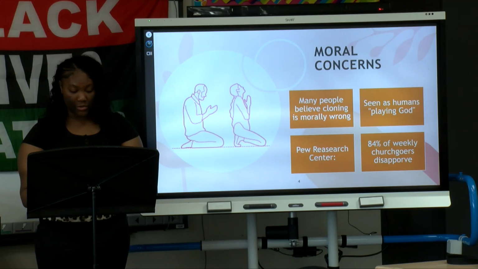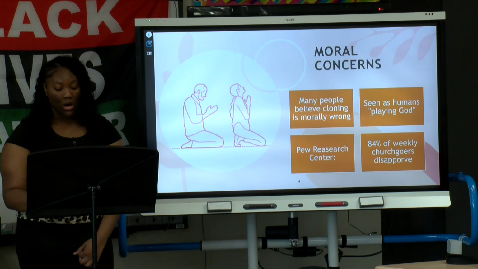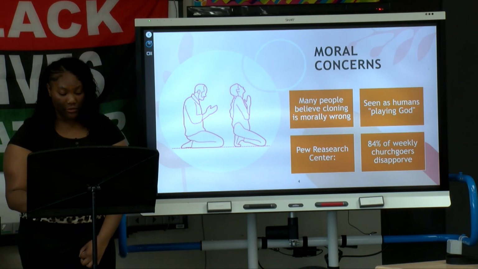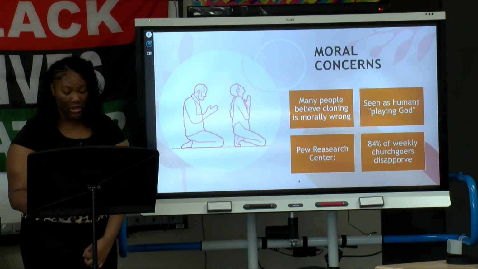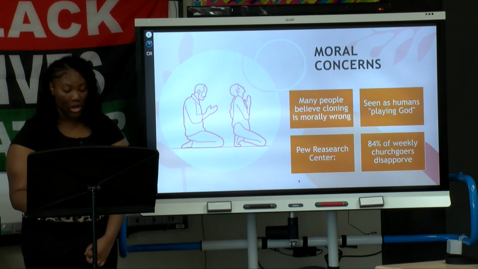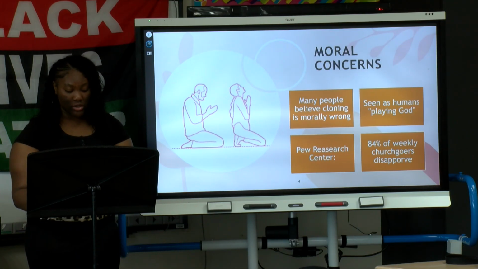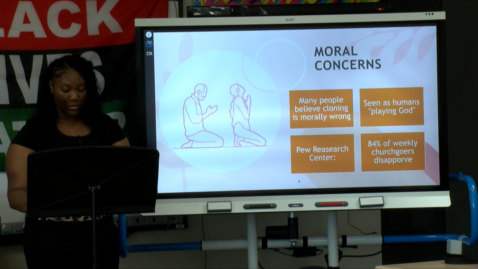Religion and personal beliefs strongly influence how people feel about cloning. According to a 2024 study by the Pew Research Center, 84% of people who attend church weekly disapprove of human cloning, compared to 66% of people who attend less often. Christians believe cloning is interfering with God's plan for life and is unethical.